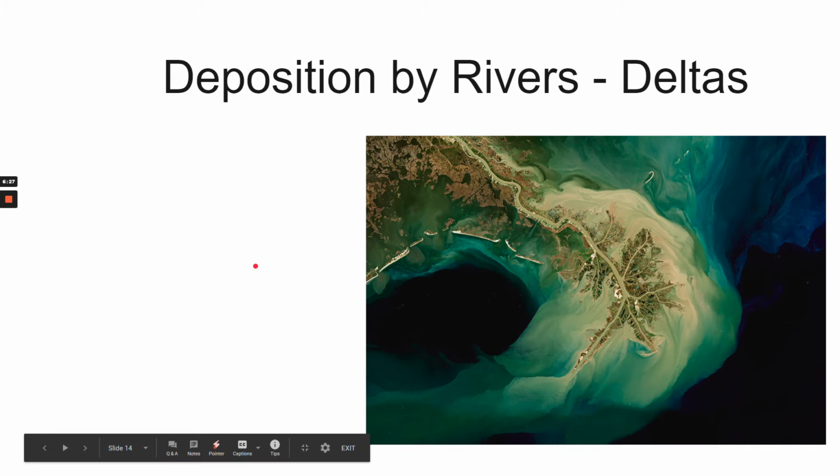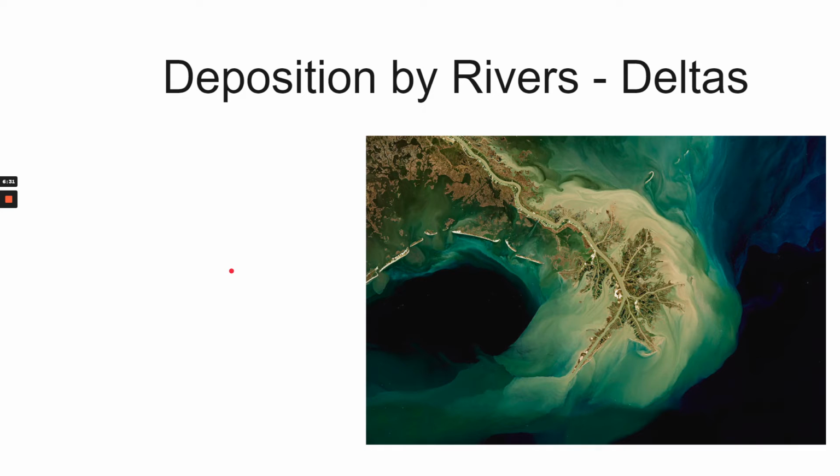Then we have deposition by rivers. So we're going to start thinking about how the different processes of erosion deposit differently. We did talk about the sorting, which has to do with different types of materials, mostly rivers and water. But now we're going to look specifically at some depositional features.